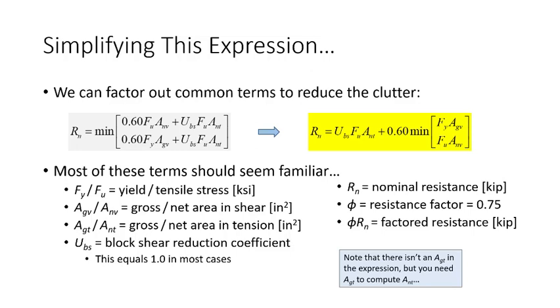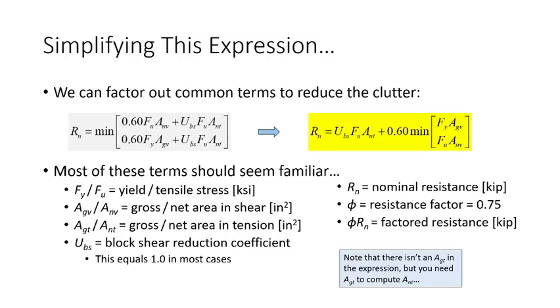Now, when we look at this equation, keep in mind, this is the most involved limit state equation that we've dealt with this entire semester. For gross section yielding, it was just 0.9 FY AG, done. For net section fracture, 0.75 FU ANU, done. And then there's this. It's like, whoa, what the heck's going on here? But there's a lot here that should be familiar.